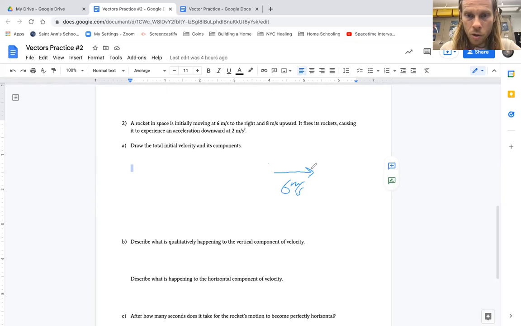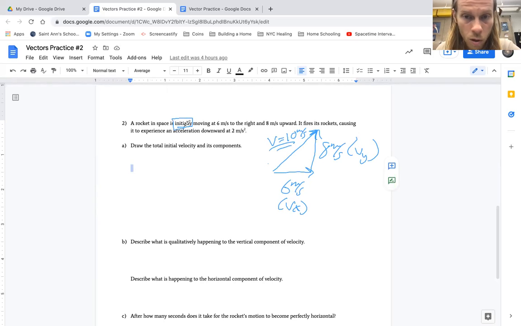(6 meters per second), and I draw the up, 8 meters per second. That's Vy, that's Vx. So I can get the angle by doing the inverse tangent if I want. I can get the total by doing Pythagorean theorem, and I get the square root of 8 squared plus 6 squared, which is 10. This is a 6, 8, 10 triangle. That's pretty cool. So that's the initial.